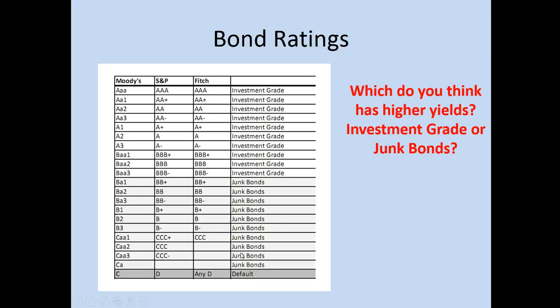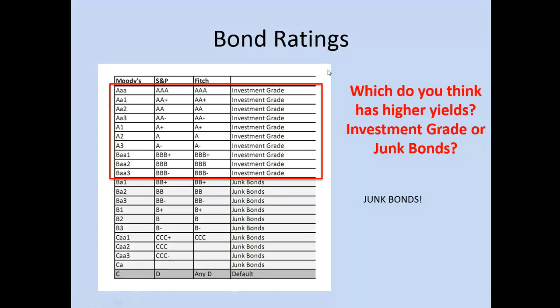But then we have down here junk bonds. Junk bonds are really not secured. The company could fail, sort of a risky investment. But which would you expect to have higher yields? Well, it would have to be the junk bonds, because they're going to compensate you for the risk of investing in something that might not be so secure.